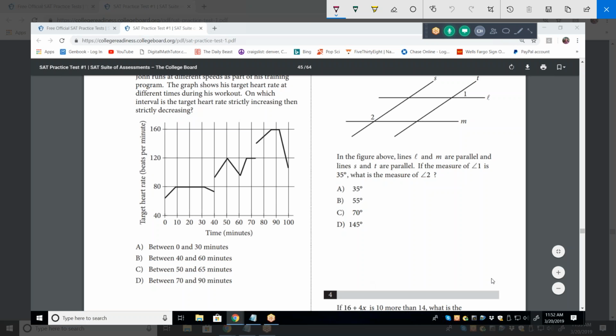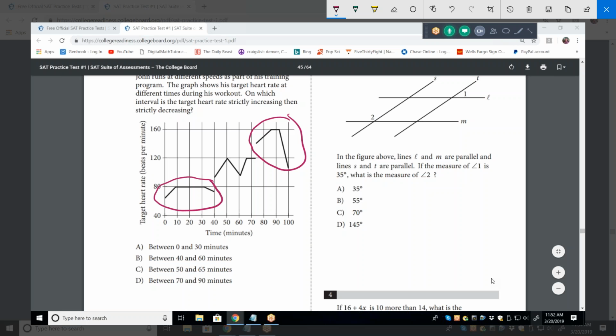What interval? What's it doing? It's increasing, and then it's the same, and then it decreases. Correct. What's it doing here? Increase, then it's steady. Same thing.